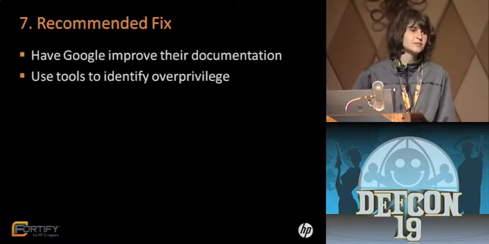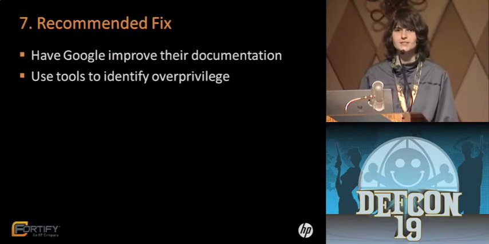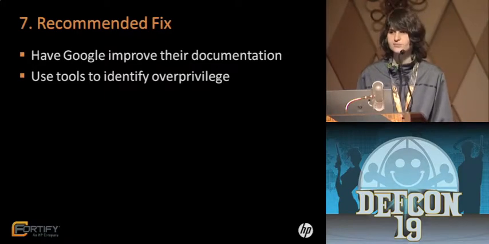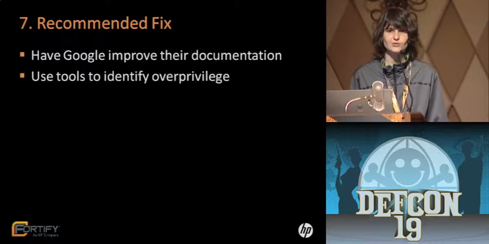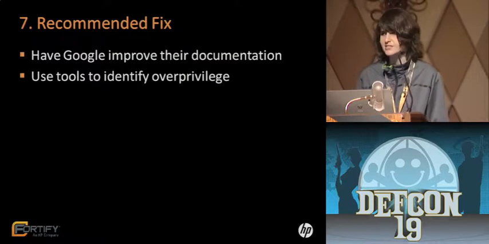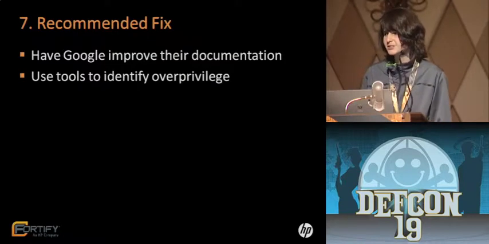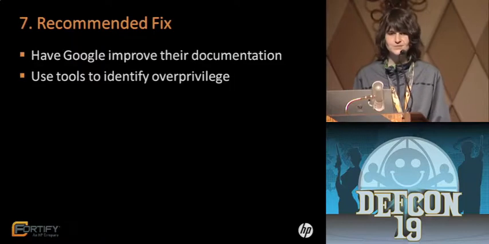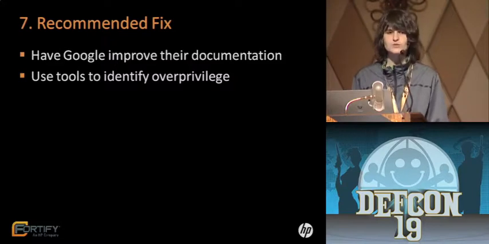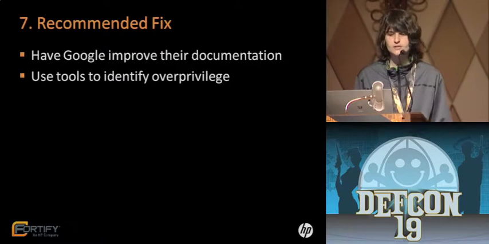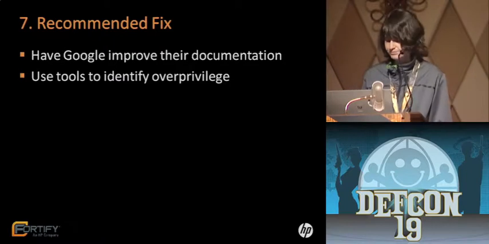So what's the recommended fix? Well, the fix is pretty clear. Just don't request more permissions than you really need to. Of course, it's easier said than done, and we think that the first thing that needs to happen is for Google to improve their documentation. But in the meantime, you can use automatic tools that identify overprivilege.